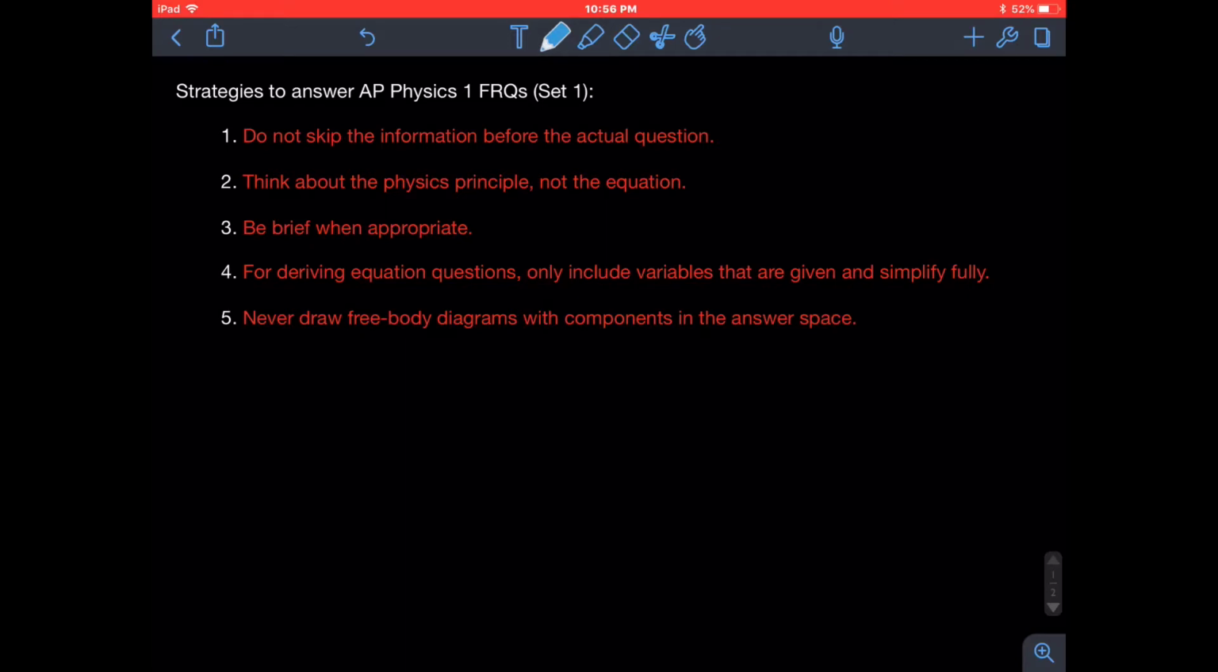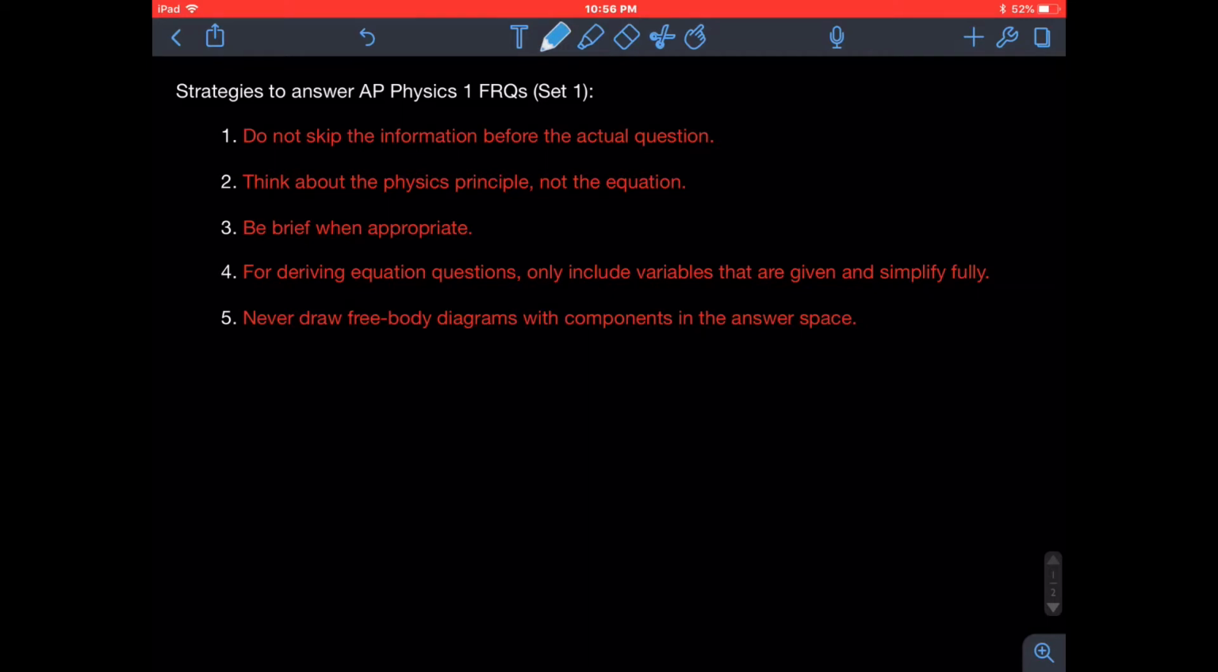All right? And number 4, for deriving equation questions, only include variables that are given and simplify completely. We will be looking more into these questions throughout the video. But for example, it will ask you to derive an equation or an expression for acceleration using variable 1, variable 2, variable 3, and physical constants as necessary.